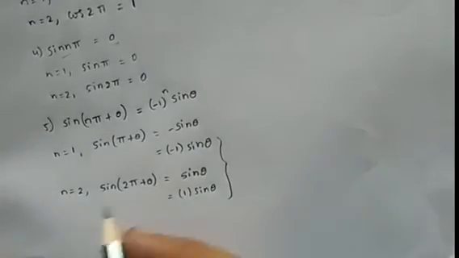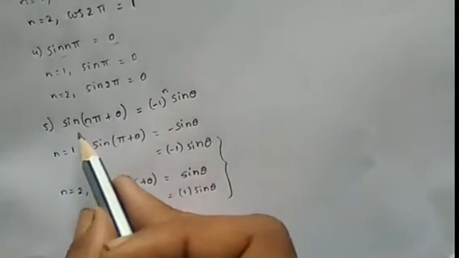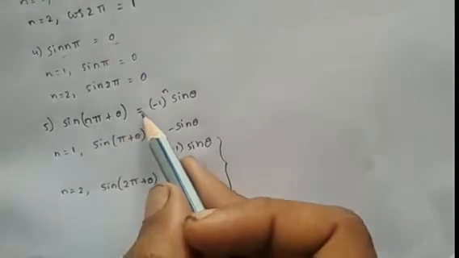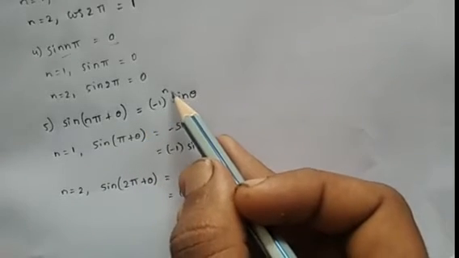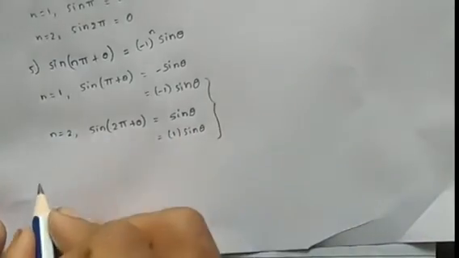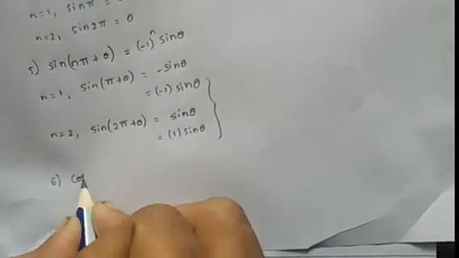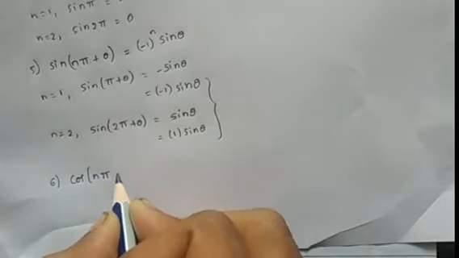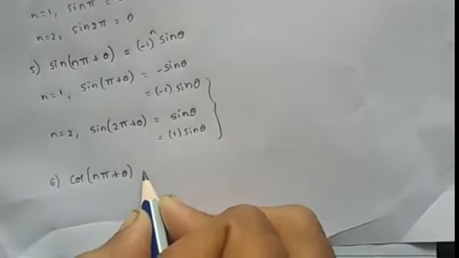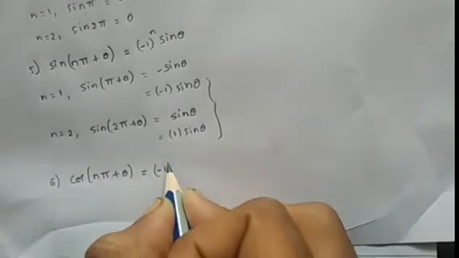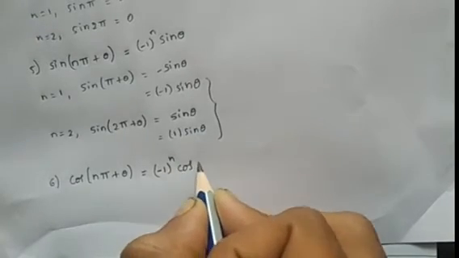Generally, what we can say is sin of n pi plus theta is equal to minus 1 all to the power n sin theta. Similarly, we say cos of n pi plus theta is equal to minus 1 all to the power n cos theta.